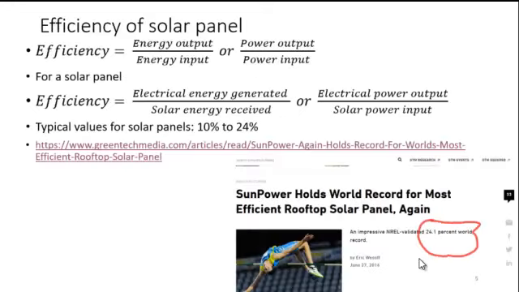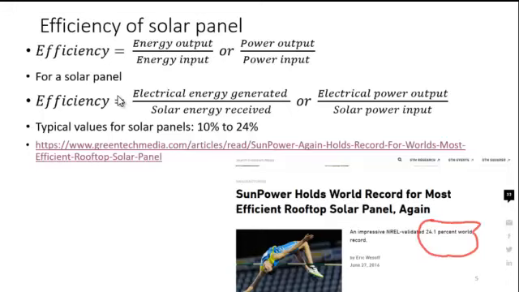Another important parameter is the efficiency of the solar panel. We discussed efficiency previously in class. That is the ratio of energy output versus energy input, or power output versus power input. You can use either of those two definitions. The ratio is the same number. You cannot just mix energy and power. Both have to be either energy or both power.